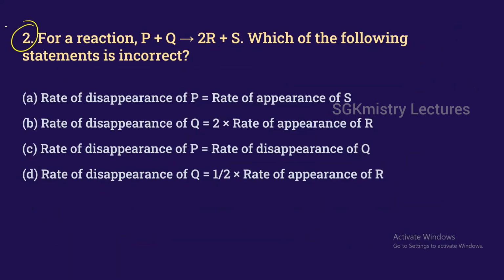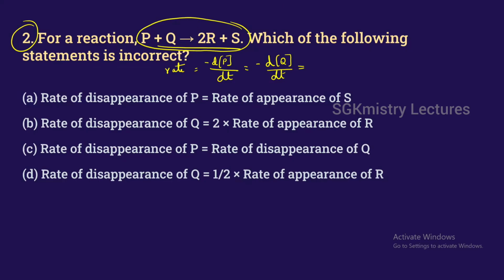Coming on to question number 2. For a reaction, P plus Q gives 2R plus S. Which of the following statements is incorrect? Whenever such questions are given, we need to write the rate for this particular equation. Now we can easily write it as the rate is equal to minus d of concentration of P by dt, is equal to, again, Q is a reactant, so minus d of concentration of Q by dt. All of these are equal to the rate.